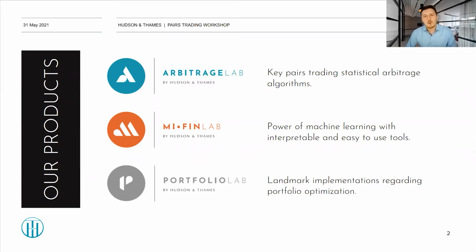MLFinLab and PortfolioLab are available on PyPI, the Python package index, so you can just quickly pip install them, plus a part of the documentation is open to start using them. ArbitrageLab is a paid-for package, and details on that you can find on the Hudson and Thames webpage.